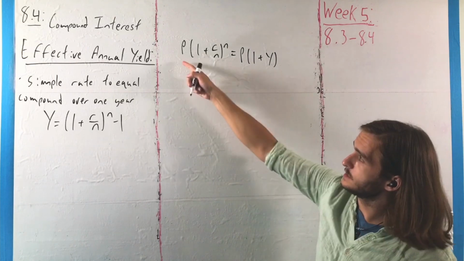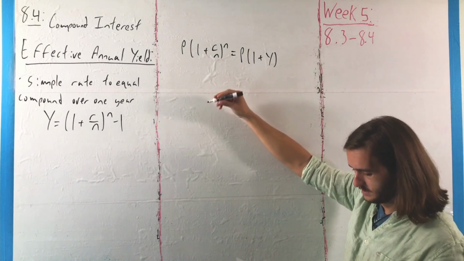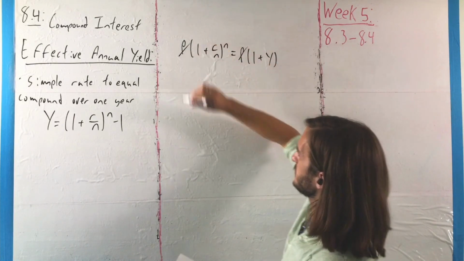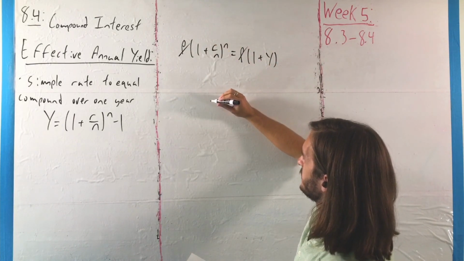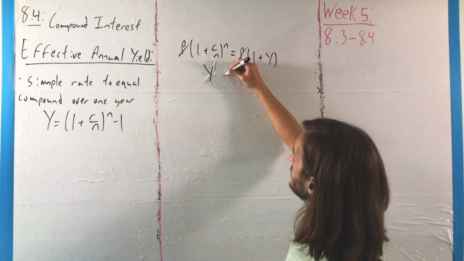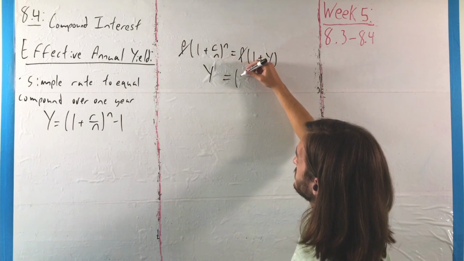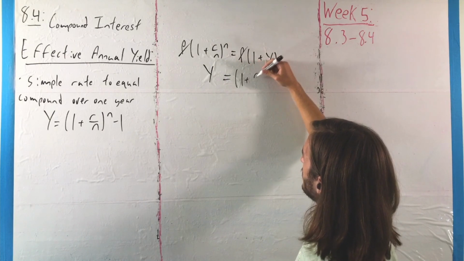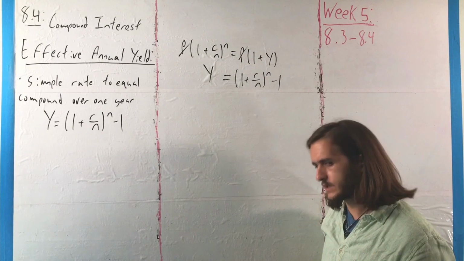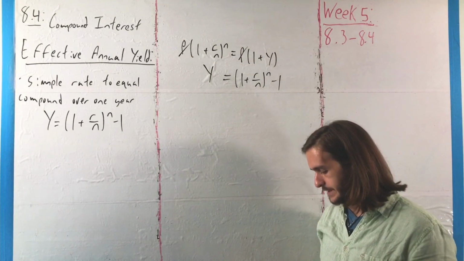So what we can do with these things, both having p's on each side, is just kill the p's and then subtract a 1. And that gives us y is equal to (1 plus r over n) raised to the power n minus 1. Very, very simple algebra under that assumption.